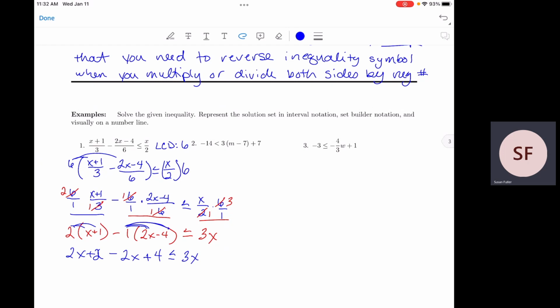Here on the left, we've got some like terms that we can combine. 2x minus 2x, that's 0. So these guys cancel. And we've got plus 2 and plus 4. That becomes 6 is less than or equal to 3x.